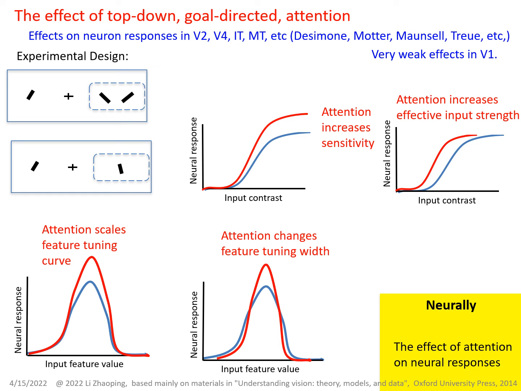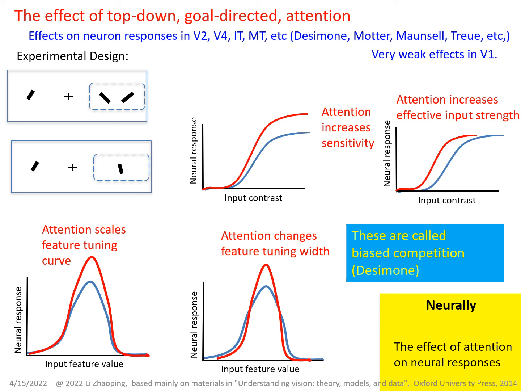depending on whether the attention is to this receptive field or not. These kinds of phenomena are called biased competition, meaning that visual inputs compete for being represented in the brain, and top-down attention to an input item or input feature biases the competition so that more brain resources are used to represent the attended input.